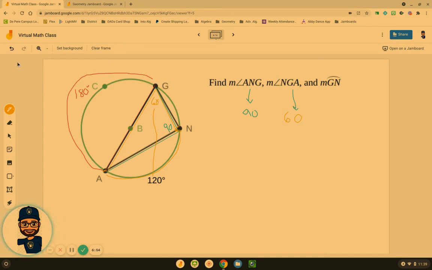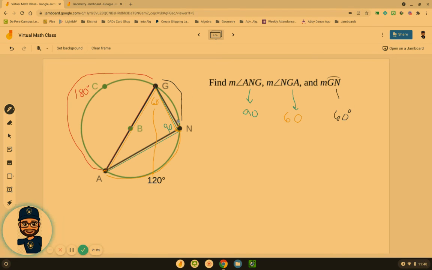Now the last piece is to find the measure of arc GN. They want this arc right here, G to N. Well, how many degrees are in a full circle? 360. We already know half of it is 180, so that leaves 180 for this half. I've already got 120, so that leaves 60 more degrees for the arc GN.